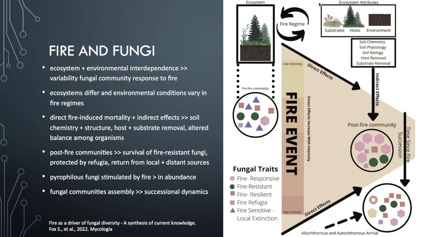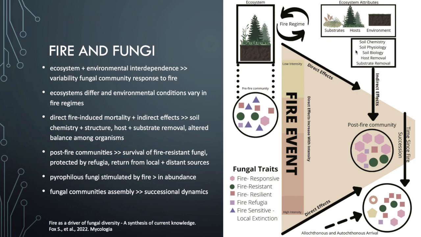And this fungal community depends on the substrates that are available for the fungi to consume, on the hosts for mycorrhizal species of fungi, and the environment in general, such as the moisture, the type of soil, the soil microbial community, soil chemistry, physiology, the biological attributes of the communities within the soil, and then the host removal and substrate removal when fire occurs. So all of these properties are actually changed by fire, and they are indirect effects.